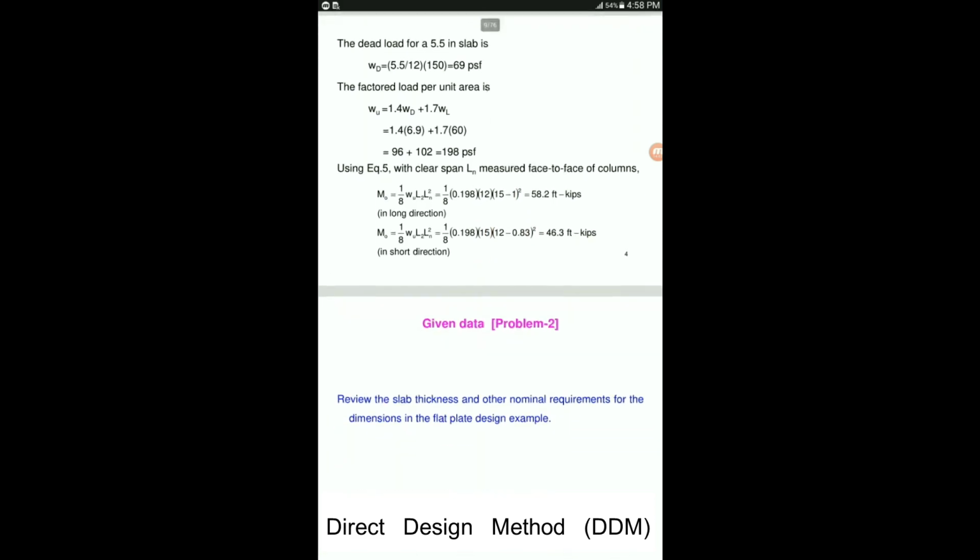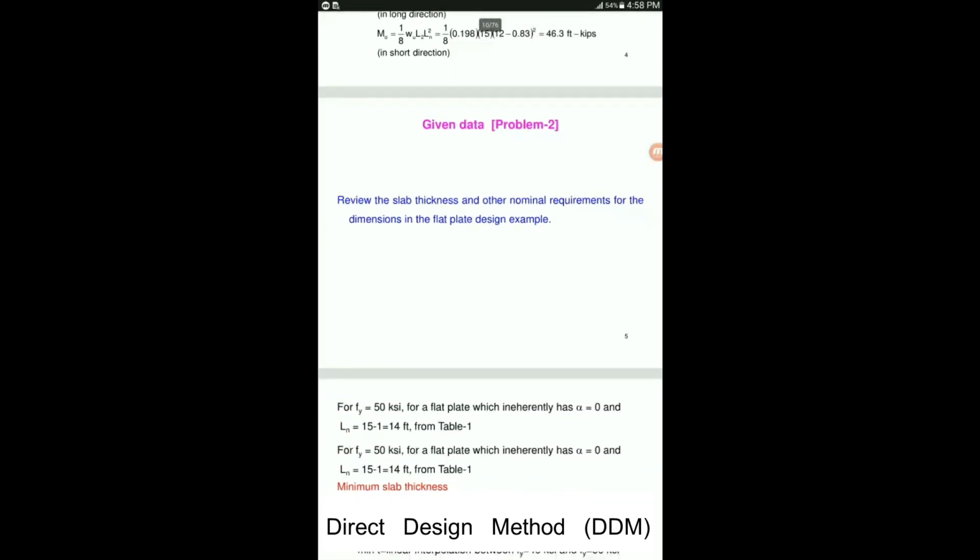Now moving toward the second part of this numerical, we have been asked to review the slab thickness and the other nominal requirements for the dimensions of flat plate design problems. In the numerical, we are given a slab thickness of 5.5 inches. We have to check against the code requirement whether the given slab thickness is satisfactory, or we have to increase it.